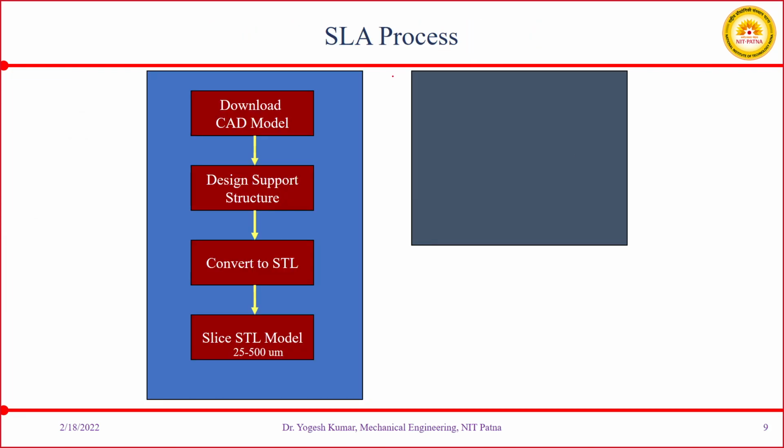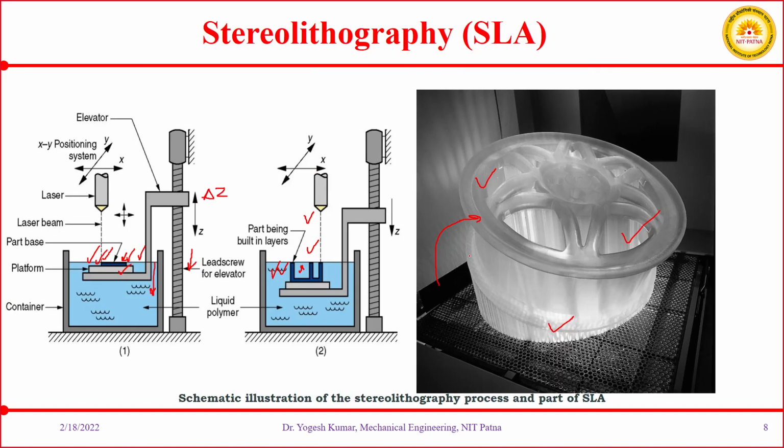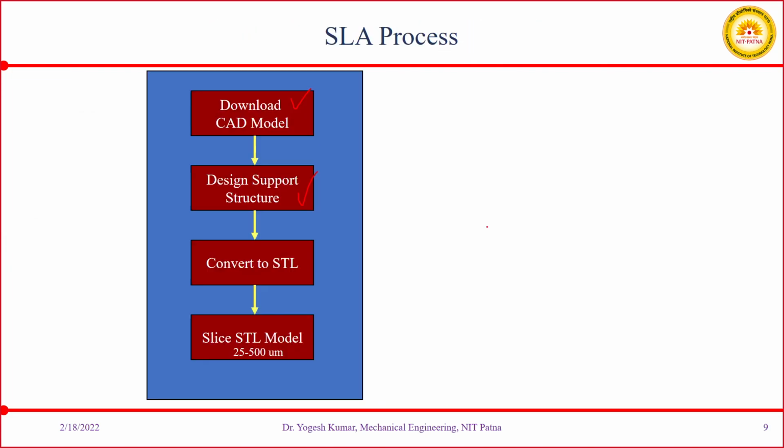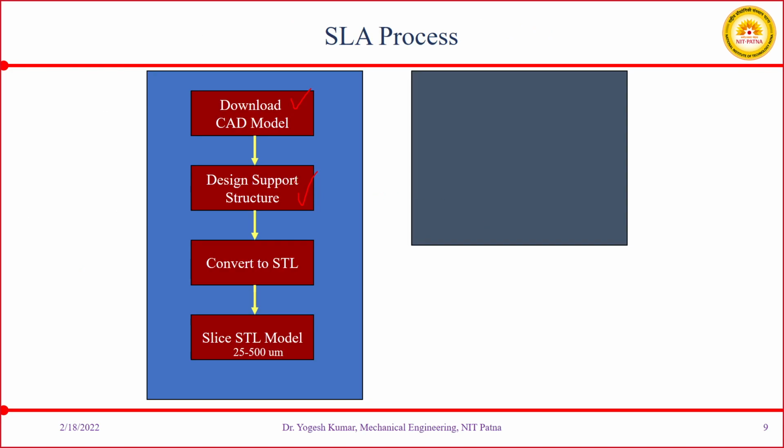Okay, talking more about how this SLA process works. Like the other 3D printing processes, we have common things: we have to create the CAD model. Then we need to design the support structure for the part which needs to be printed, if any support is required. Like here you can see, since there are some overhanging portions, these portions may require support structure. So we need to design these support structures too.